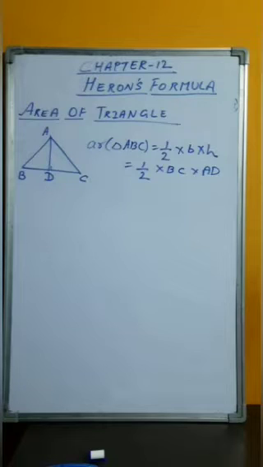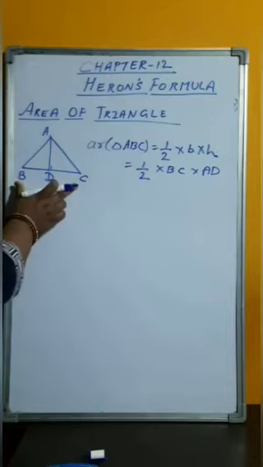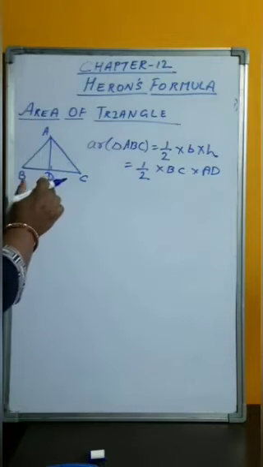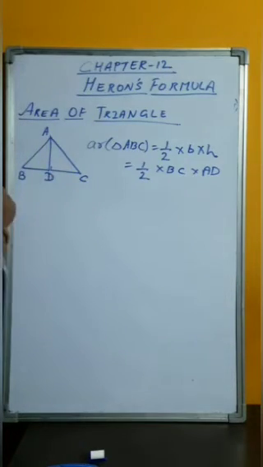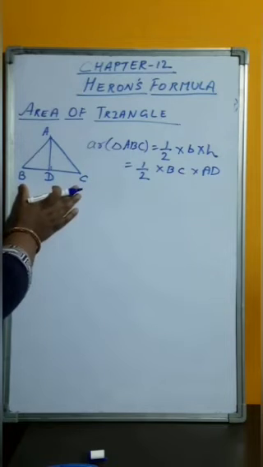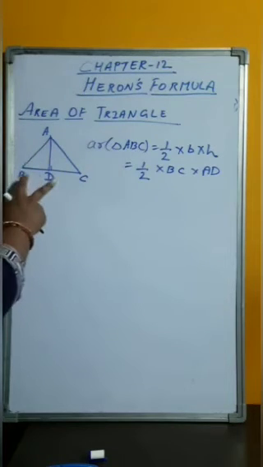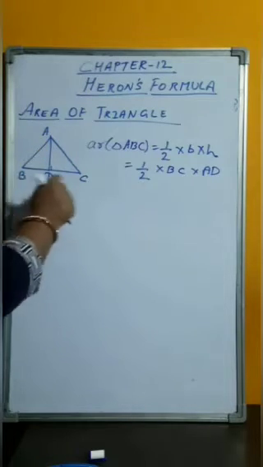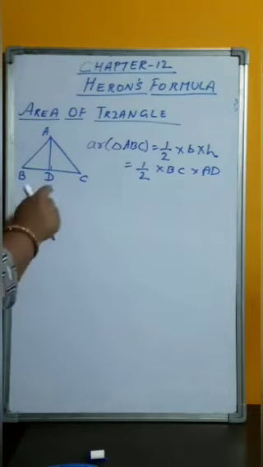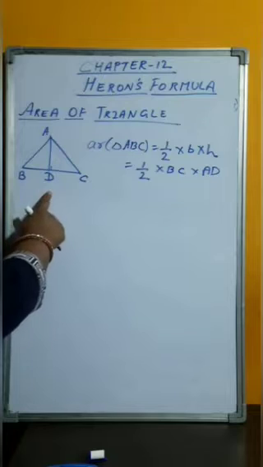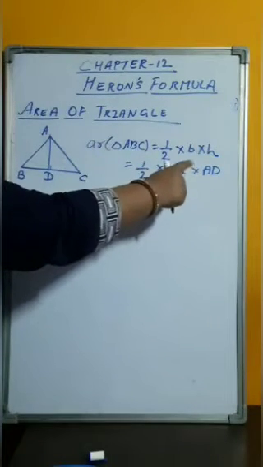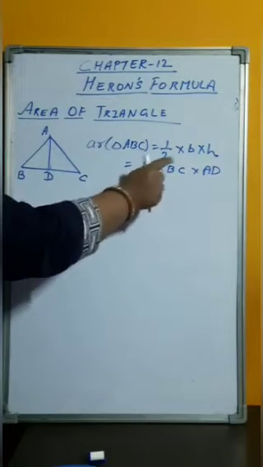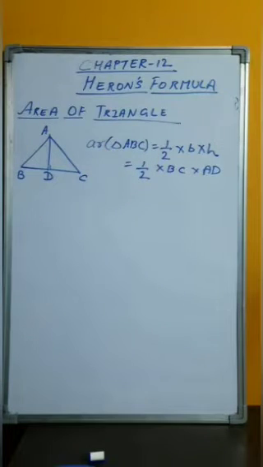You have already studied in your previous classes that for the area of a triangle we need its base and its height. Suppose I am taking a triangle ABC. You can see BC is the base and AD is the height, or AD is a perpendicular dropped from the opposite vertex to the base BC. So the area of this triangle ABC can be calculated by the formula half base into height. Base will be taken BC and height will be taken AD.